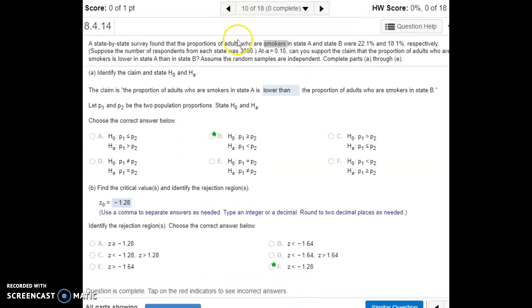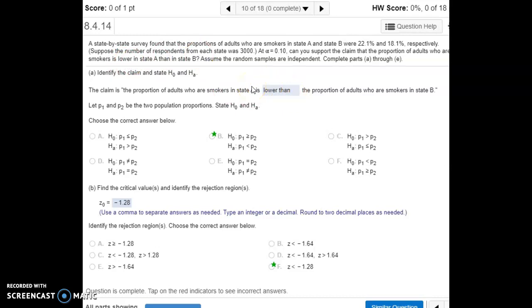In number 10, our two populations are the people from two different states. We're calling them state A and state B. And we're going to look at the proportions of people from those states who are smokers and see if there's a difference between those proportions. And our claim actually is that the proportion of adults who are smokers is lower in state A than state B. So that's our claim.